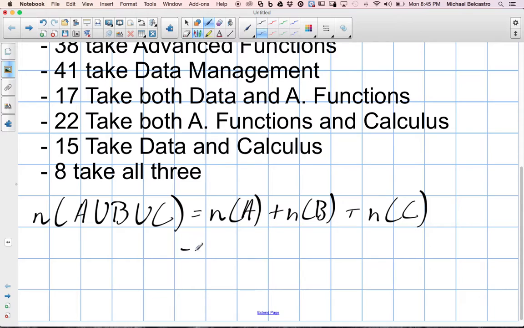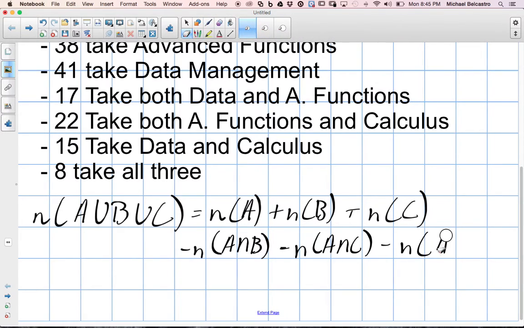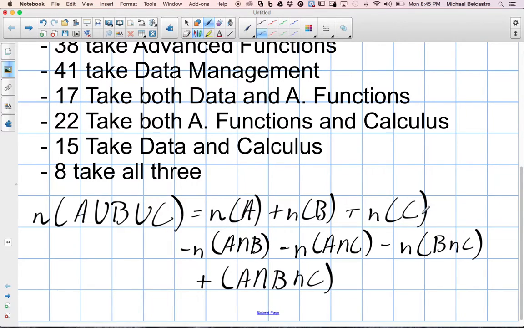Then you subtract the number that are in set A and B. Subtract the number in set A and C. And subtract the number that are in B and C. So there's no double counting. And then finally, we add the amount that are actually in all of them: A, B, and C. So here's our formula for finding out the number of something in A, B, or C. We have all that information.